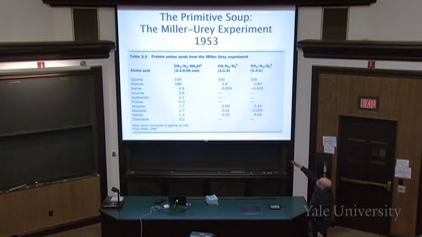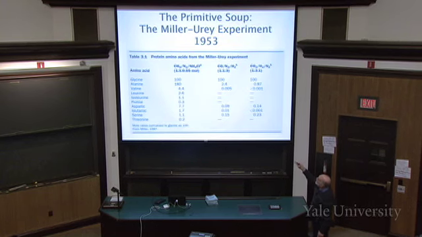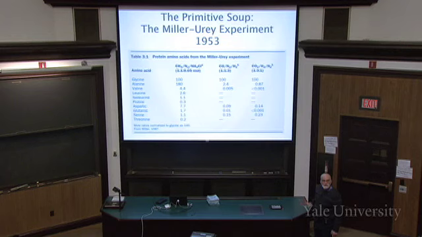Okay, so the basic structure of this is that you make something out of fairly small, simple molecules likely to be in the atmosphere or in the water on the surface of the Earth 3.5 to 4 billion years ago. And you give it some energy in the form of an electric charge, or you heat it or whatever, and you see what comes out. So amino acids are pretty easy.